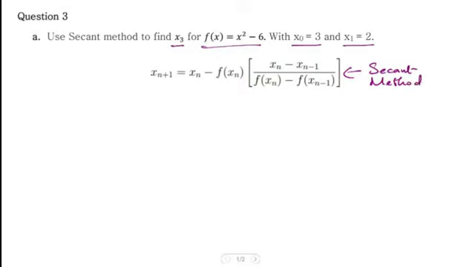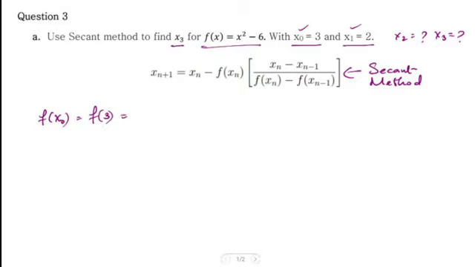Here we have x0, x1. What we need to find out is x2 and x3. All right. Now let's first go ahead and find f of x0 and f of x1. So f of x0, where our x0 is 3.